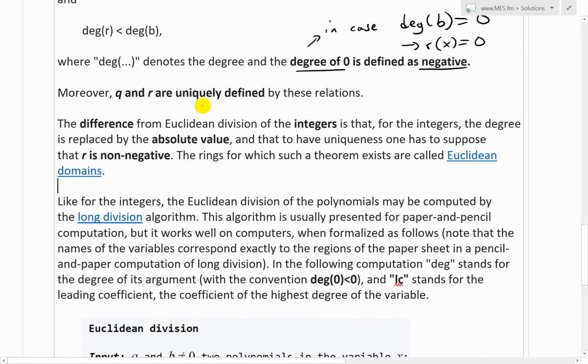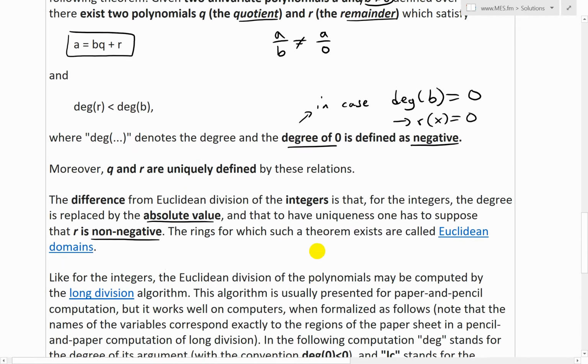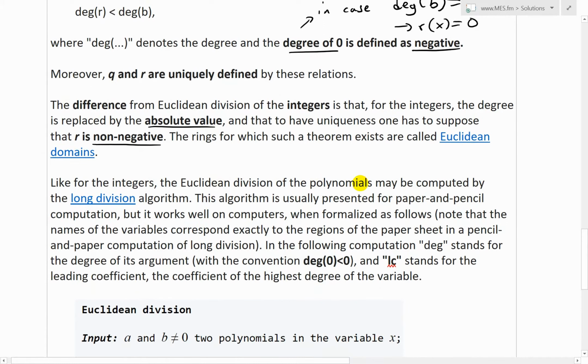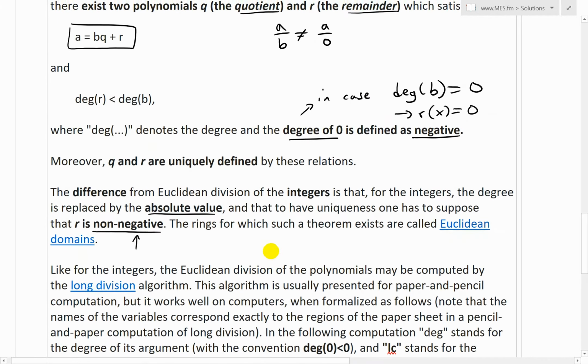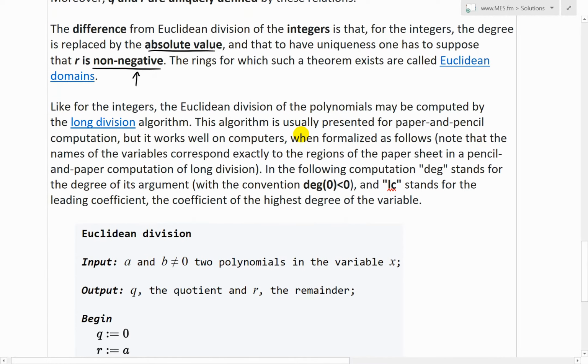Moreover, q and r are uniquely defined by these relations. The difference from Euclidean division of the integers is that for the integers, the degree is replaced by the absolute value of the divisor, b, and to have uniqueness, one has to suppose that r is non-negative. Actually, that was for the other one. For integers, you assume it's non-negative. For polynomials, all we worry about is the degree. So you could have some negative values, and that doesn't matter. That's just a difference there.